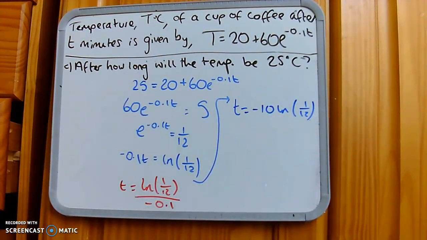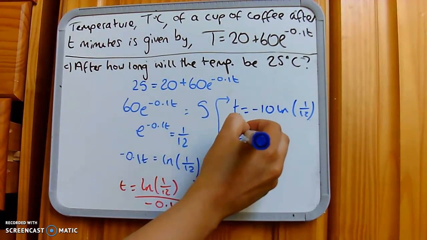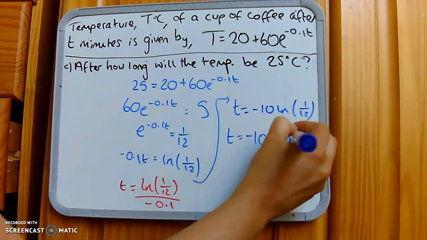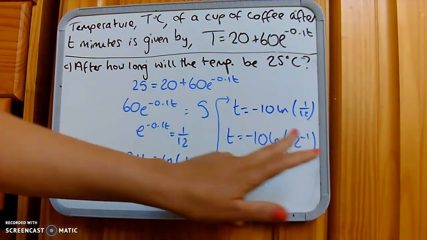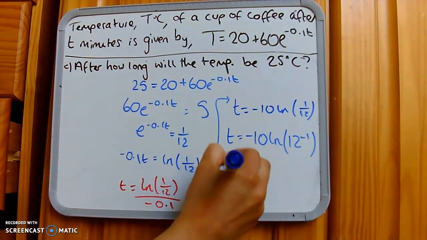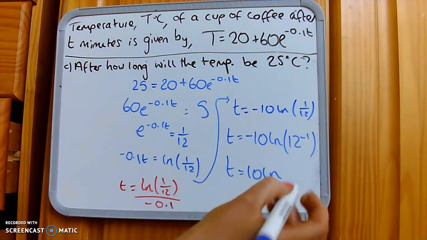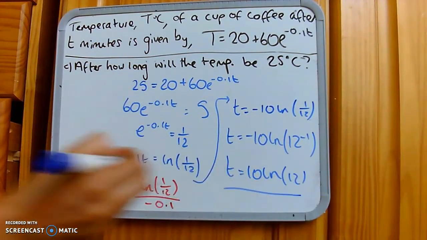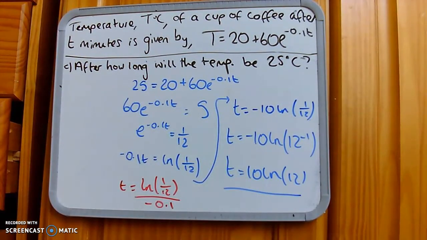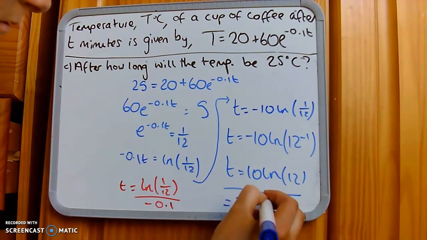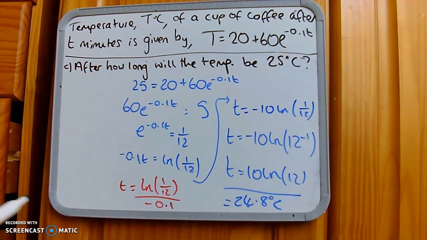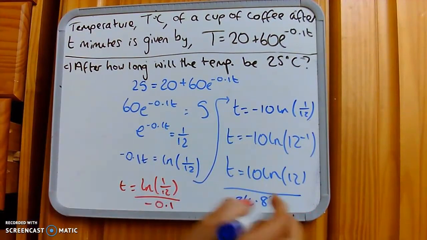Now here is where we can do some neatening up, because that 1/12 we can write as 12 to the power of -1, so I can get t is equal to -10 ln of 12 to the -1, and then I can bring that power down and that'll cancel that negative as well. So very, very nice and neat. We get t is equal to 10 ln of 12. This will give you the same answer, but it's a nice form. I believe the answer would be 24.8, sorry, minutes. Oh, 24.8 minutes.